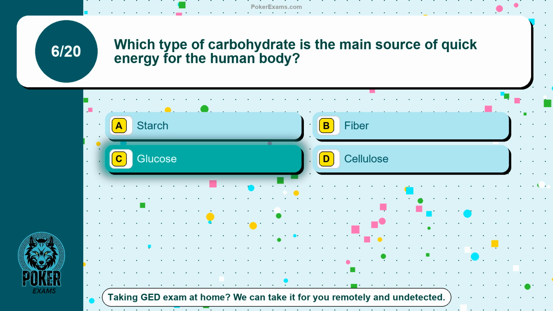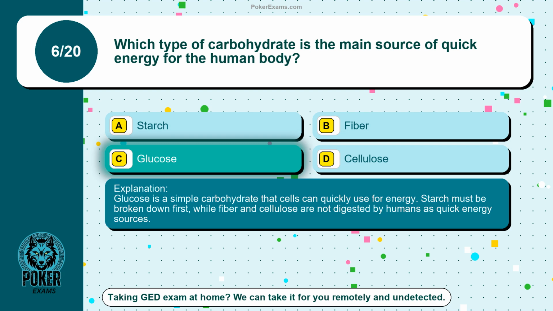Glucose. Glucose is a simple carbohydrate that cells can quickly use for energy. Starch must be broken down first, while fiber and cellulose are not digested by humans as quick energy sources.